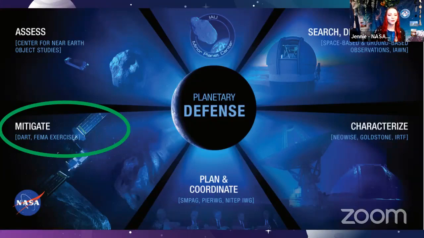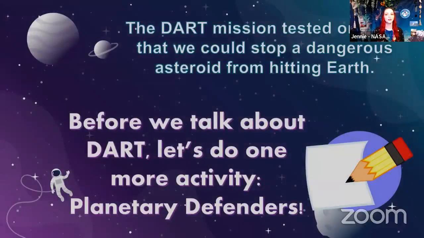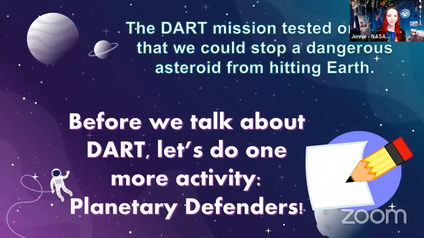So let's go ahead and do this one other activity, or at least get started on it. I'm not going to give too much extra time for it, but I want to talk about being planetary defenders, where you can come up with your own idea about how to defend Earth. And then if we don't have time to finish that, then maybe what I will do is I will ask your teacher if there's anything completed afterwards, and maybe you can send that along so I can view some of the responses. So like I said, the DART mission tested one way that we could stop a dangerous asteroid from hitting Earth. But there are many different ideas that people have.